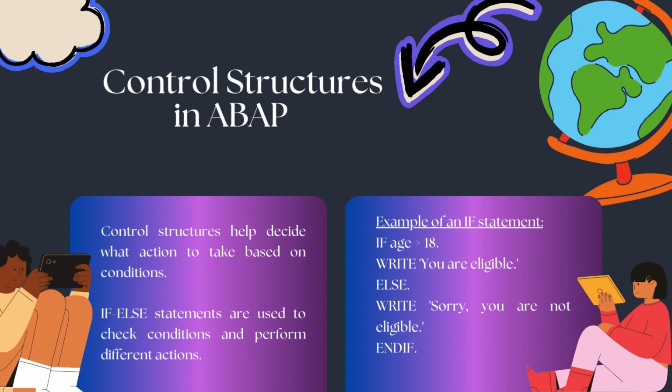Here's a quick example of an IF statement in ABAP. IF age > 18. WRITE 'You are eligible'. ELSE. WRITE 'Sorry, you are not eligible'. ENDIF. This code checks if the person's age is greater than 18. If it is, SAP will show 'You are eligible'. If not, it will display 'Sorry, you are not eligible'. This is the basic flow of an if-else statement. As you can see, ABAP lets you control how the program behaves based on the conditions you set. It's like giving your program a set of rules to follow.